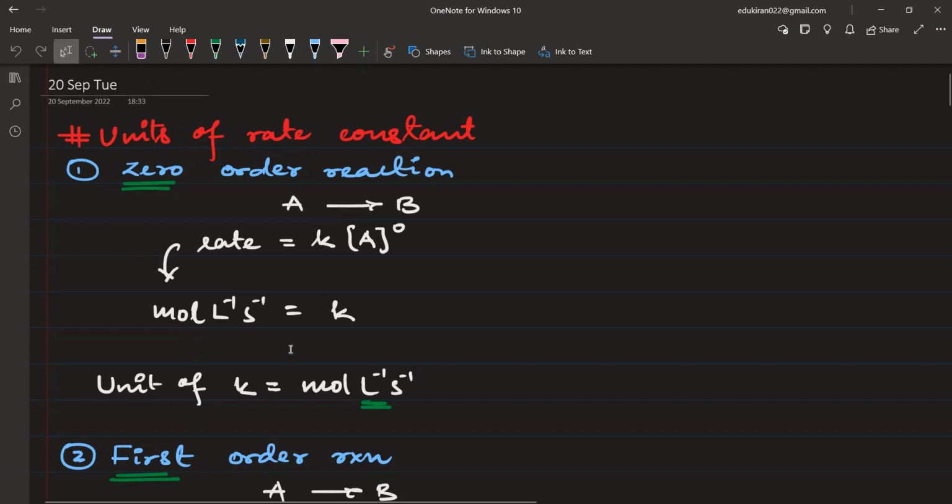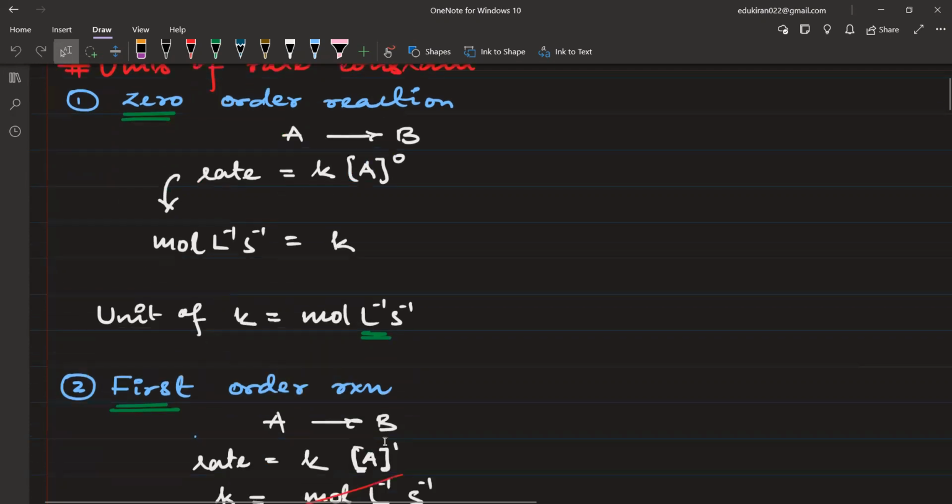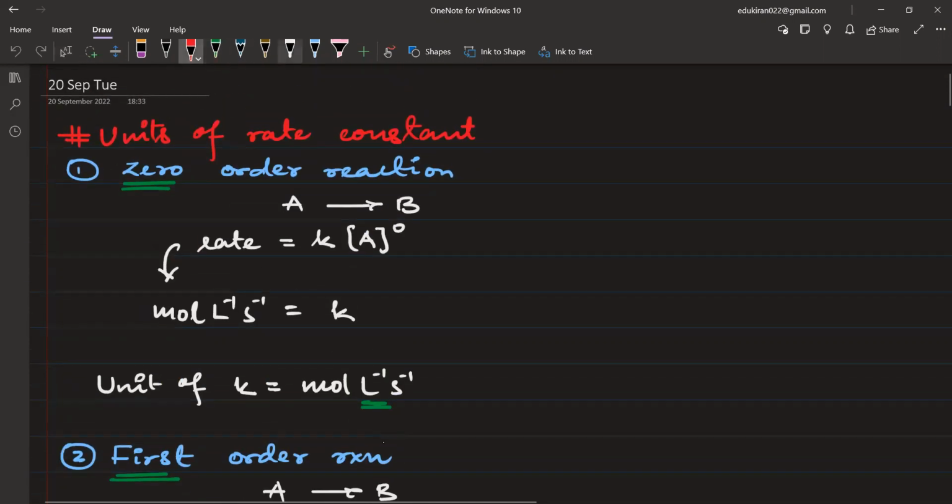So see, let's just talk about this. Okay, so you see that we have a zero order reaction. Rate will be equal to K into A to the power 0, where the concentration term becomes completely 0. But a rate will always have this particular unit, that means concentration upon time. Like for speed, you have meter per second, right? Similarly, we have concentration per unit time. That is the unit of rate, always.